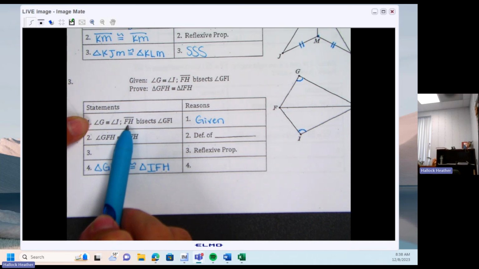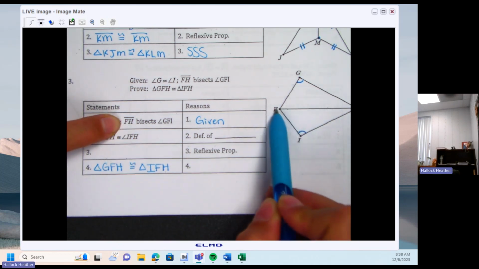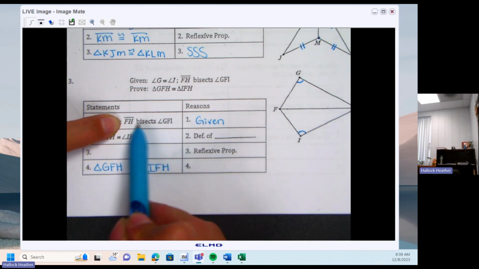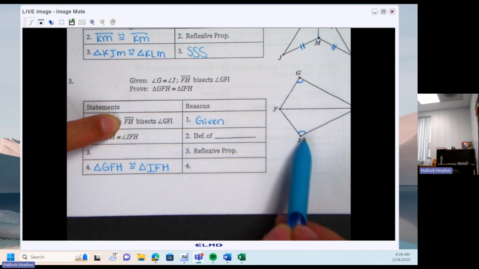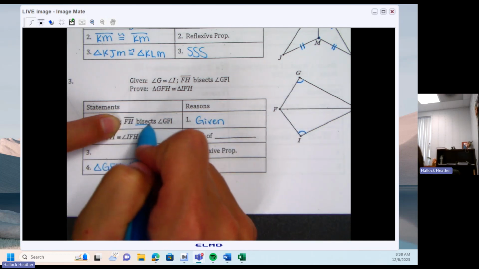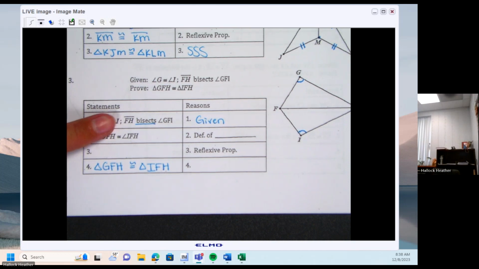I also know that FH, this segment, bisects angle GFI. We talk about bisecting. Does anybody remember what bisecting means? We haven't talked about it in a minute. If I'm bisecting an angle. Splitting it. So it's splitting into 2 equal parts. So it's literally cutting it in half.